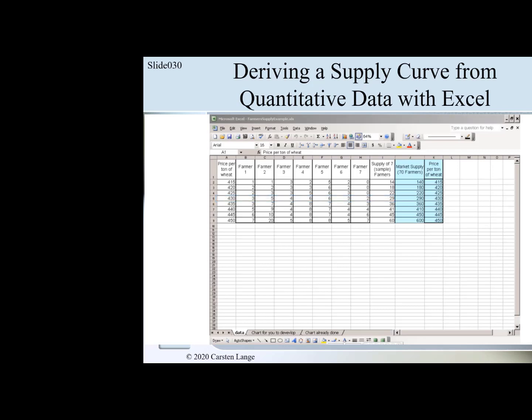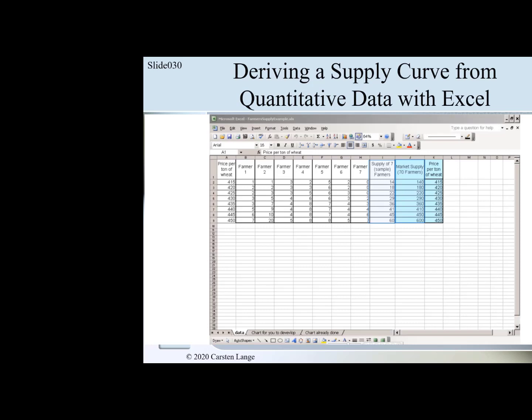We would do that for all prices and get the supplied quantity of the 7 sample farmers. But our market did not consist of 7 farmers, it actually consisted of 70 farmers. Therefore, we multiply the supply of the sample farmers by 10 and get an estimate for the supply of the market of all 70 farmers.